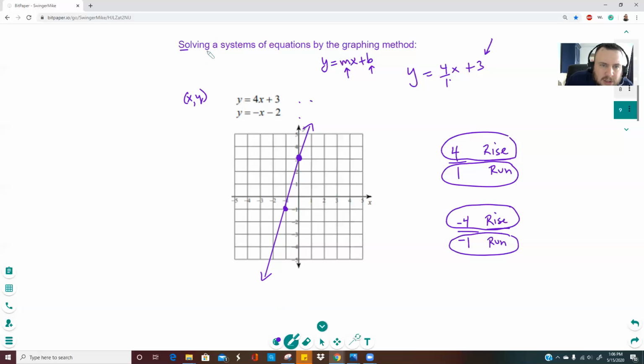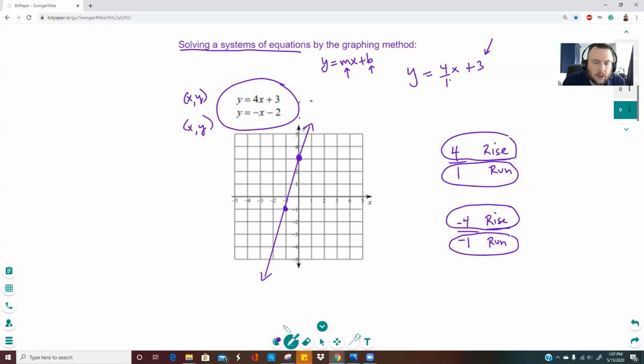So what does it mean to solve a system of equations? A system means that there's more than one equation, and we're going to solve for both of them at the same time. What that means is we're going to find a solution that works for both equations, okay? There's a bunch of solutions for this one, and a bunch of solutions for that one by itself. We're going to find the one that makes them both true at the same time. And how we do that is we're going to graph.